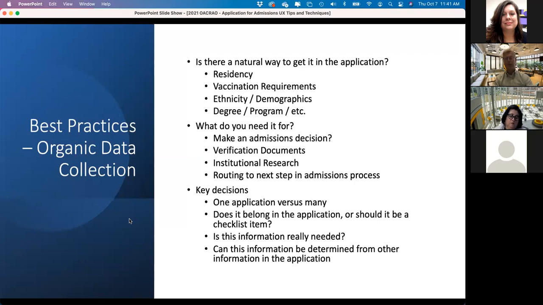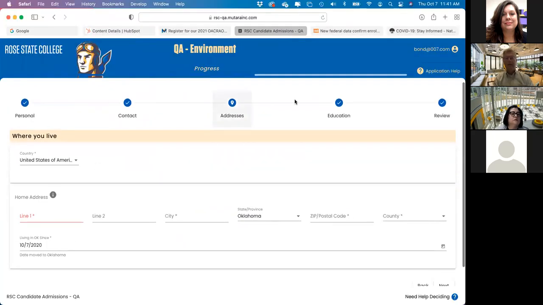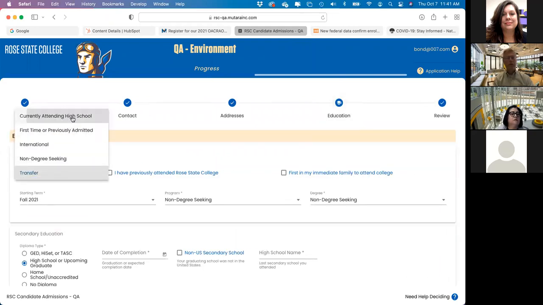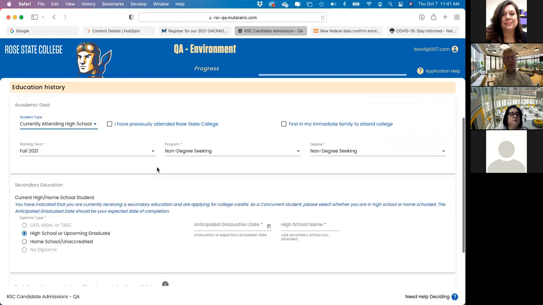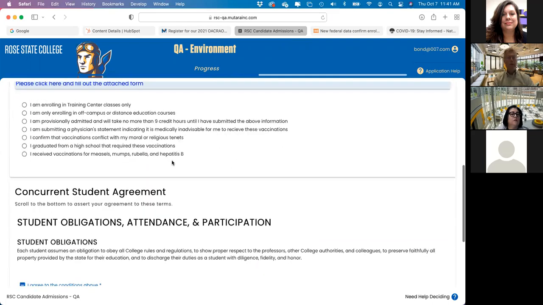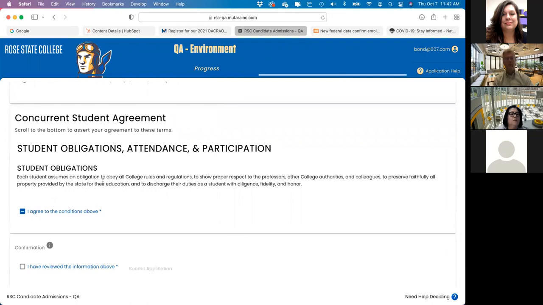There are a few things where we want to make sure that you're basically asserting that you know something. For example, on the concurrency piece, if I were to switch the education type to concurrent and go over to the review tab, you'll notice that there's a concurrent student agreement in here, and I can go read the whole thing and agree to it.